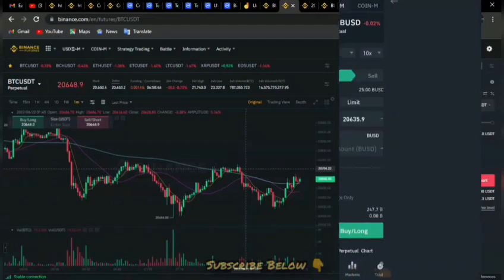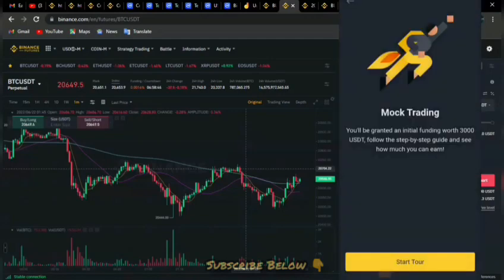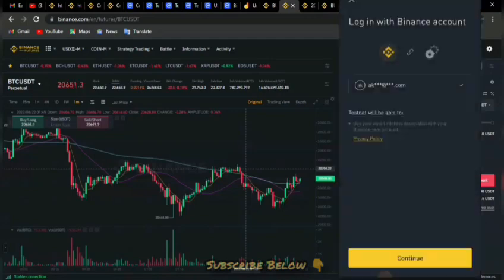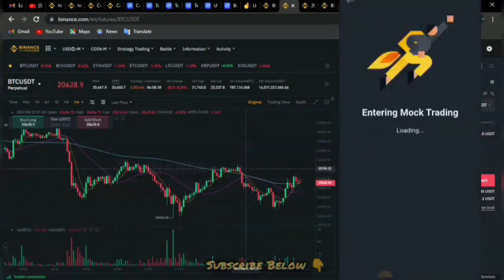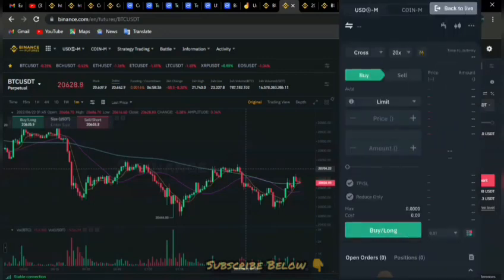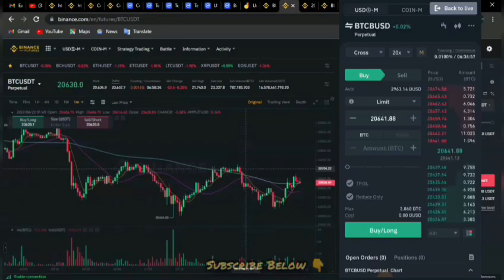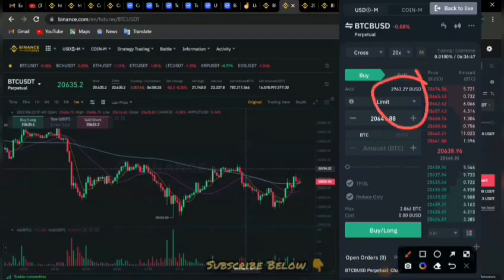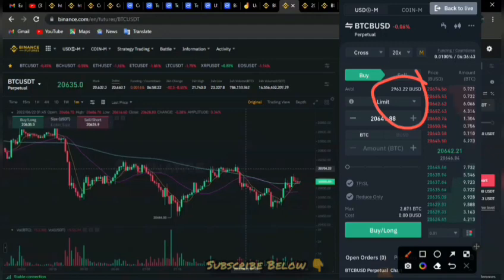So I just clicked on the mock trading for the demo accounts for you to see how far we're going. So I'm going to click on continue. Now you want to take note that we made some profits while trading on Binance using the demo funds. Right here it's currently showing about 2,963 BUSD. But what I want you to take note of is the fact that the funds that are being sent to us are being shown in USDT.